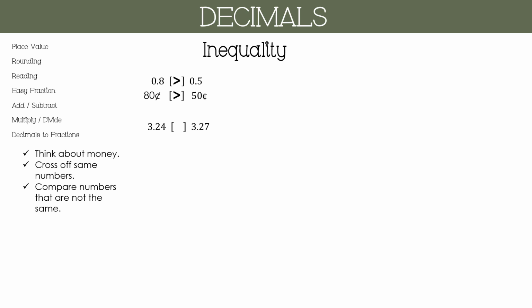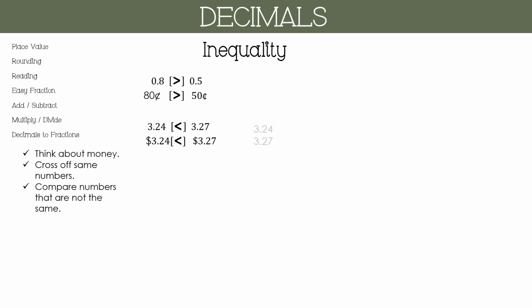Let's look at these two numbers. 3 and 24 hundredths, 3 and 27 hundredths. Let's think about money again. Which would you rather have? Well, I'd rather have $3.27, or 3 and 27 hundredths.